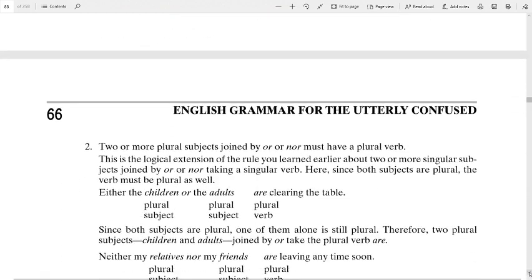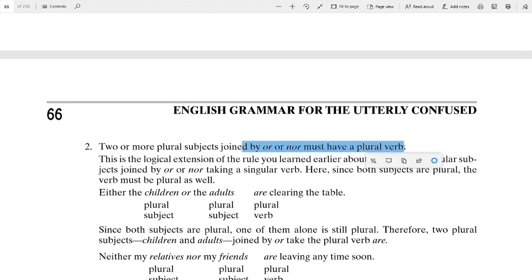Next rule, two or more plural subjects joined by or/nor must have a plural verb. So in the previous rule we saw that two or more singular subjects joined by or/nor must take a singular verb. Here, if there are two plural subjects with or/nor in between, then the verb will be plural. For example, either the children or the adults. So the verb should be plural.